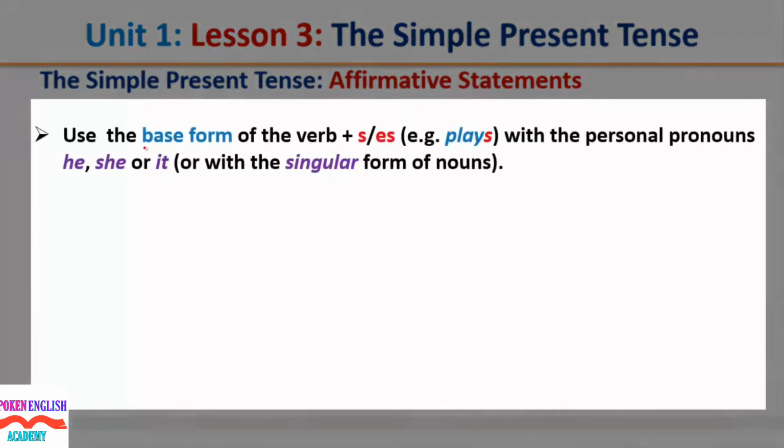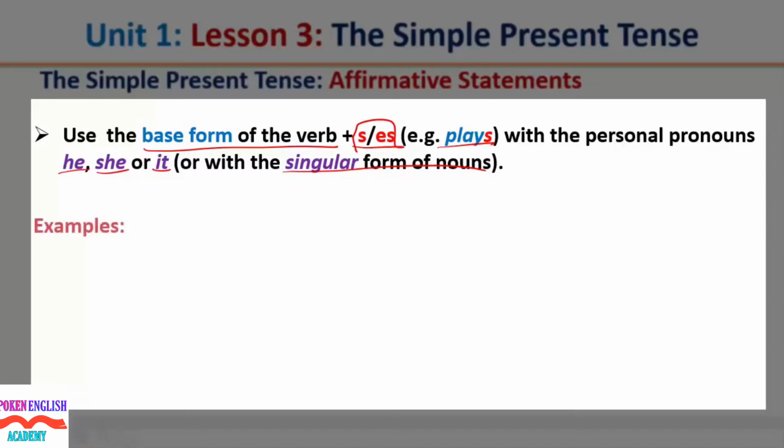Use the base form of the verb plus s or es, for example, plays, with the personal pronouns he, she, it, or with the singular form of nouns. So when the subject is either he, she, or it, or a singular form of nouns, we need to add s or es to the verb.